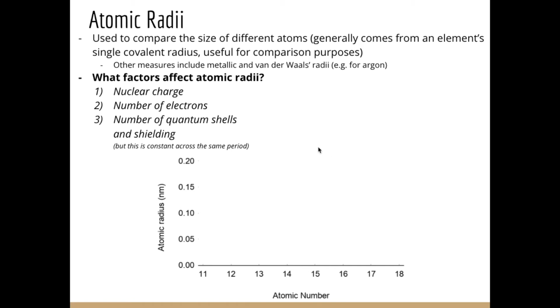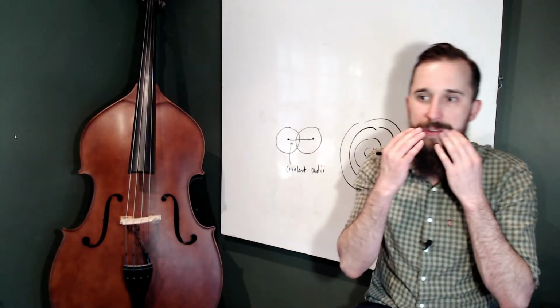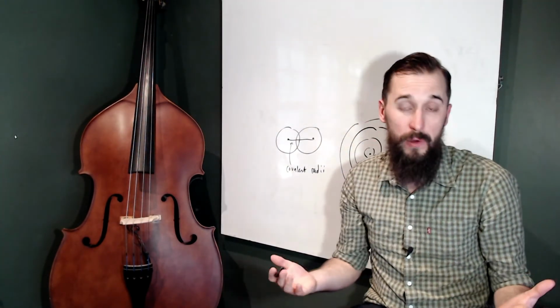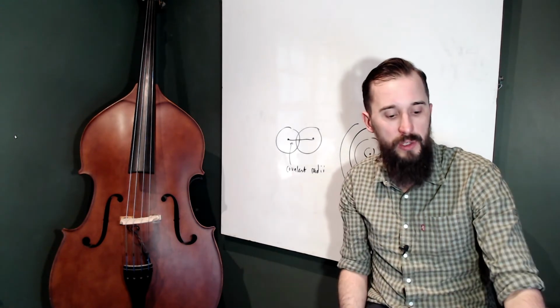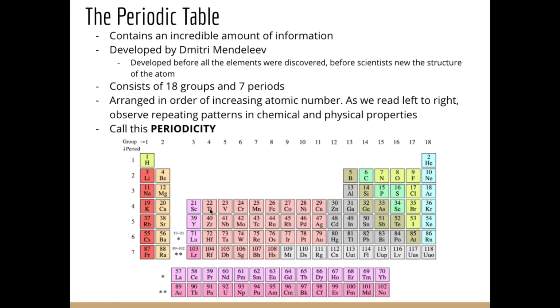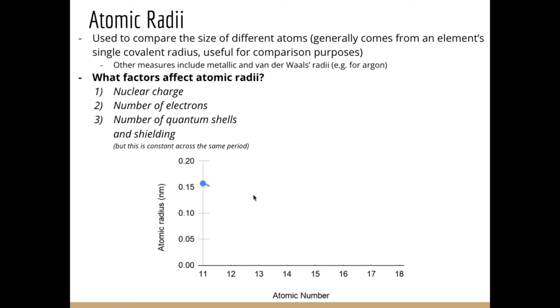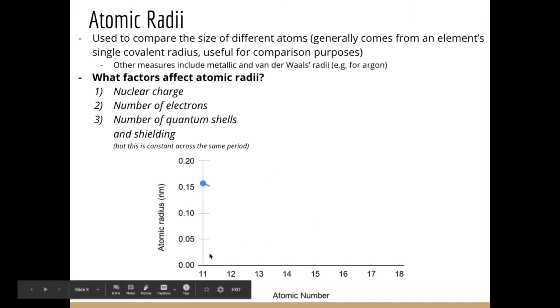But because we're looking across the same period, everything in period 3 is going to have the same number of quantum shells, and therefore the same amount of shielding from those inner shell electrons. So the main thing we're looking at is how the nuclear charge changes as we go from the left to the right of the periodic table, and therefore how this affects our atomic radii, at least to begin with. So let's have a look. We have atomic radii, which has a value for atomic number 11, which is our sodium. So we're looking at atomic number 11 through to 18, sodium through to argon.